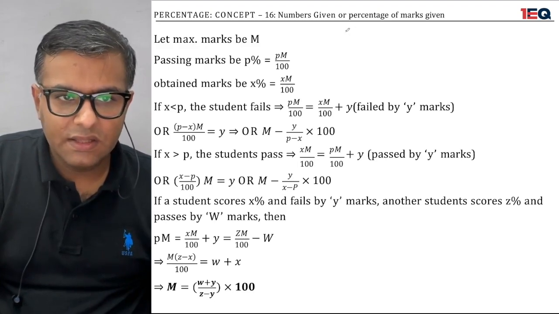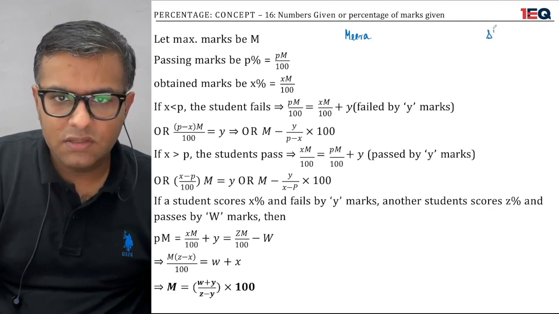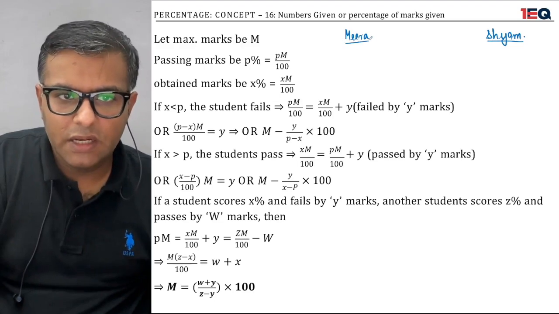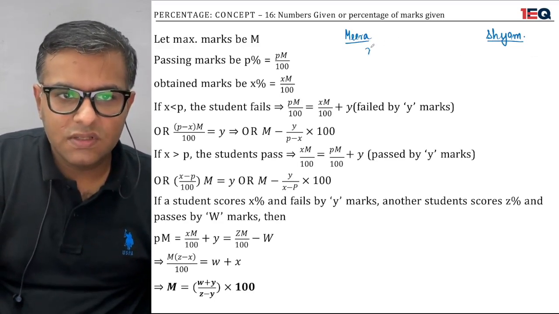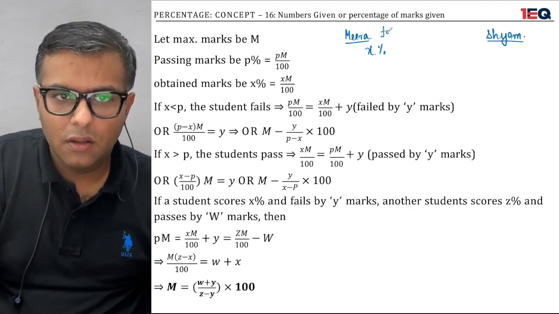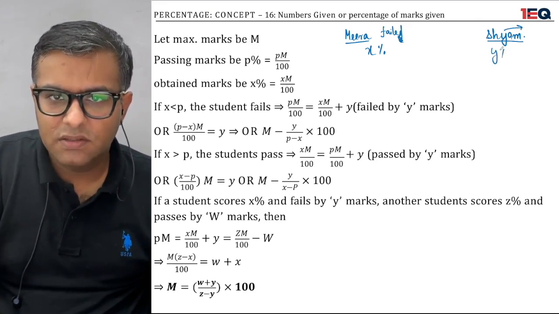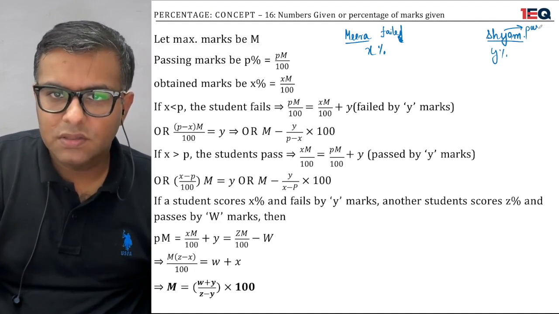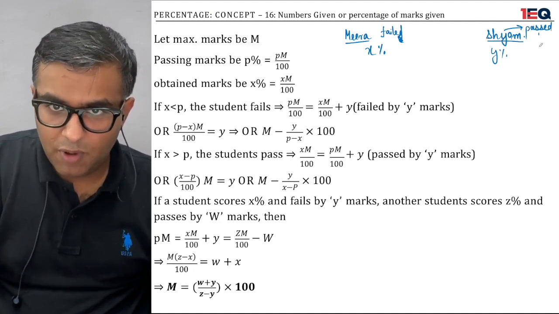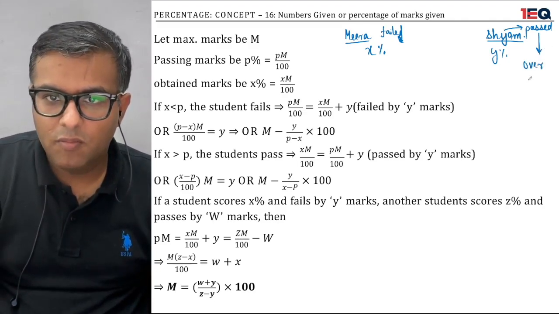The question says that there is a girl, her name is Meera, and there is a boy, his name is Shyam. Meera scored some X percentage of marks and she failed. Shyam scored some Y percentage of marks and he passed. And passed not on the border, but he overpassed.